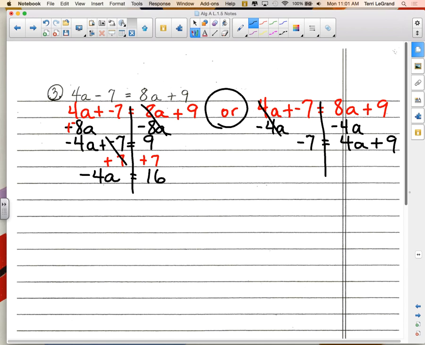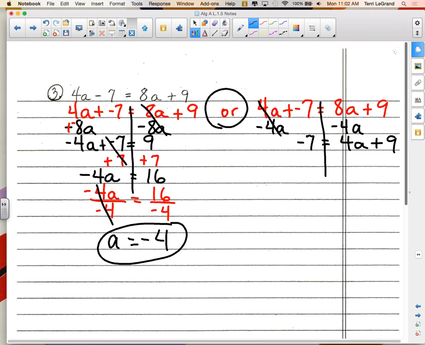Let's go ahead and finish this one and see what our answer is over here. Negative 4a divided by negative 4. Is that the right move? And 16 divided by negative 4. What do we end up with? A equals negative 4. A positive 16 divided by a negative 4 gives us negative 4.